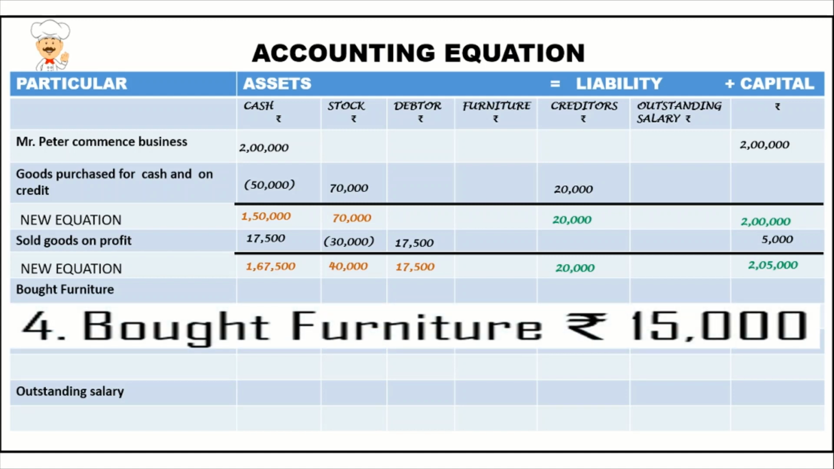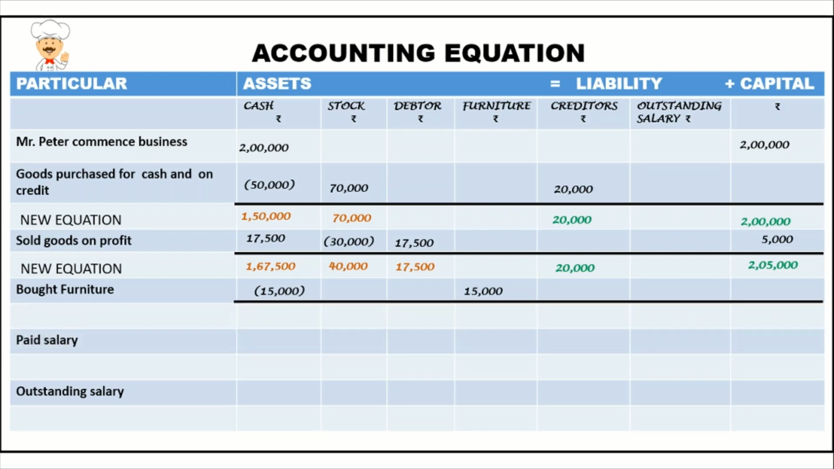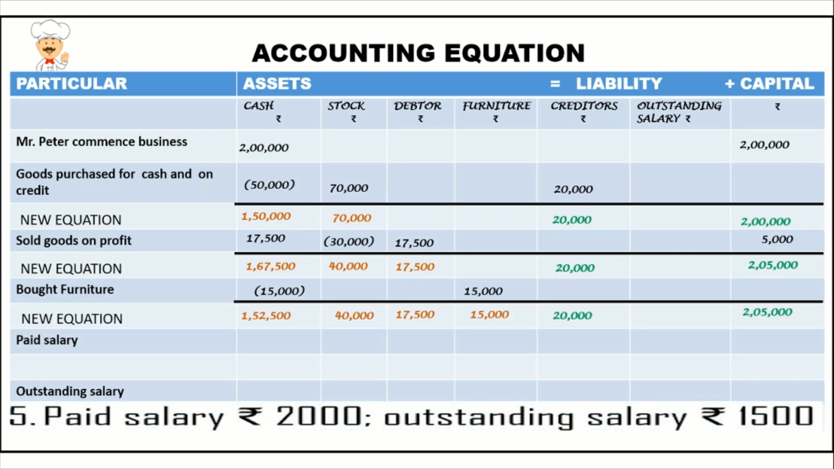Next one is bought furniture for 15,000. Furniture is an asset, so one asset will increase, but the amount is paid in cash, so another asset will decrease. So there is a new equation where you have furniture also now.